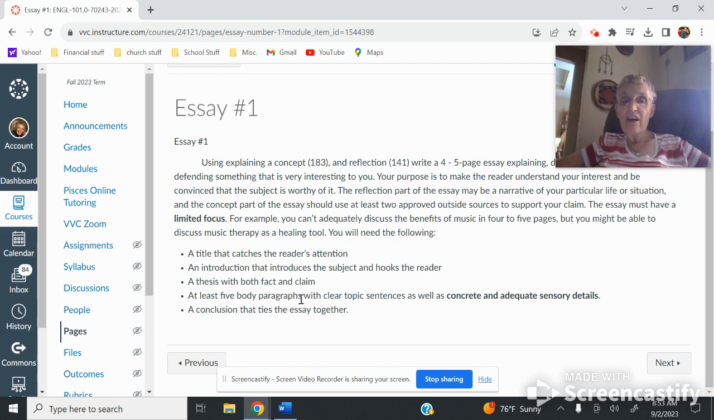At least 5 body paragraphs, but please don't stick to 5. If you need to go to 7, go to 7. 9, go to 9. It has concrete and adequate sensory details. Remember, I want to see, touch, taste, hear, smell. Use for example. The words for example, those are magic words that will get you into the sensory description, which is great. And a conclusion that ties it together, and we'll talk more about that.